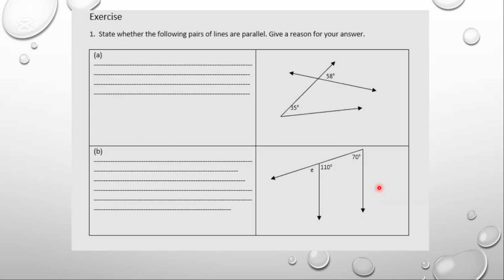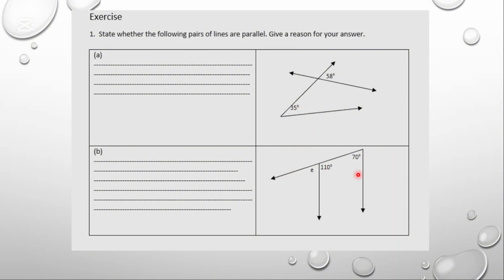Now I want you here to state whether the following pairs of lines are parallel. Give a reason for your answer. We look at this one here. This line and that line. Although you can see they're not parallel, you must prove it. That angle, 58 and 35, they are corresponding angles, and because they are not equal, the lines are not parallel, right? The lines are not parallel because the angles are not equal.